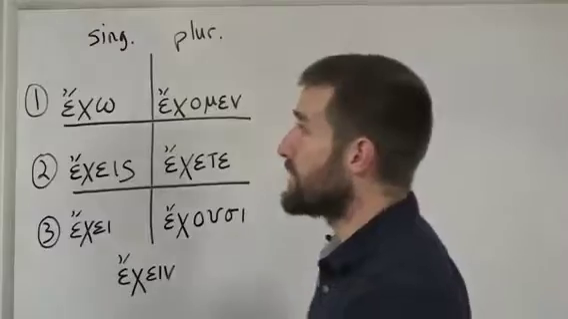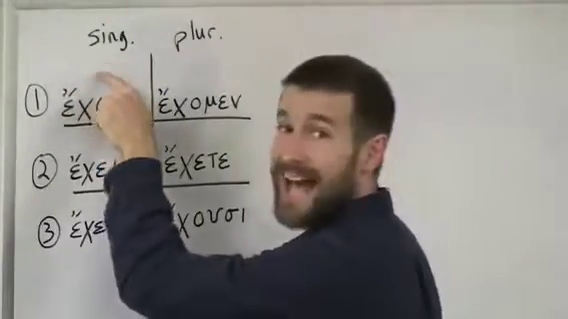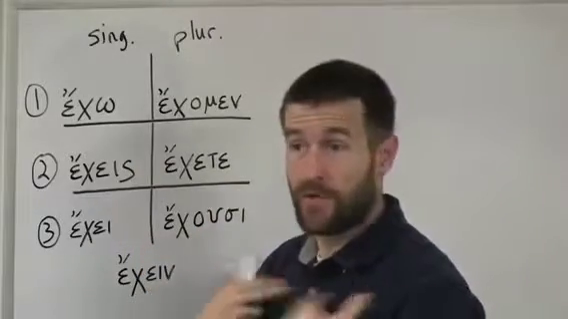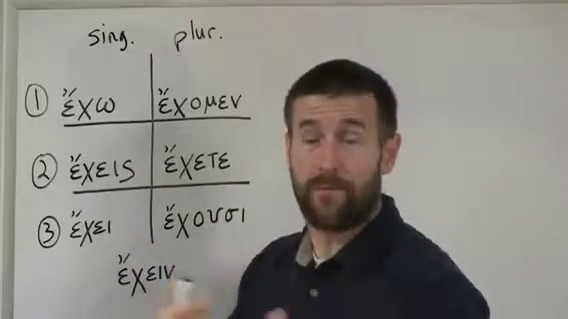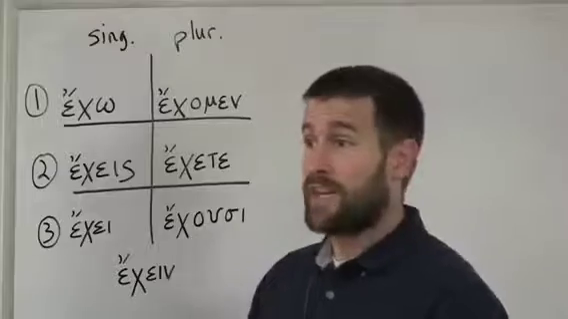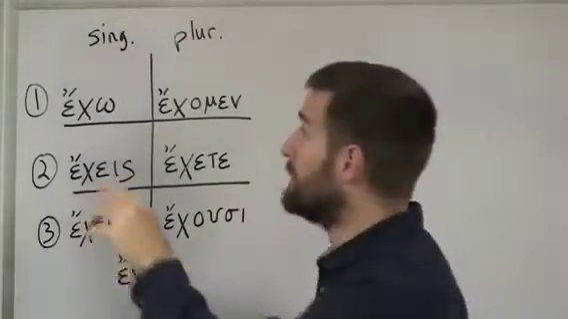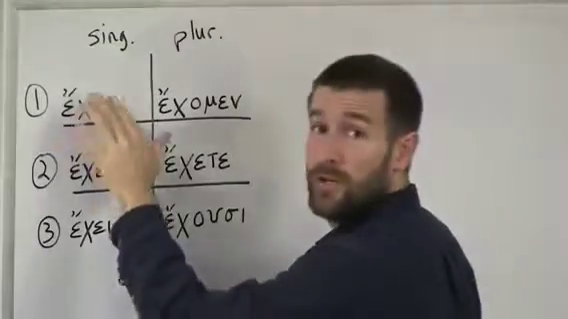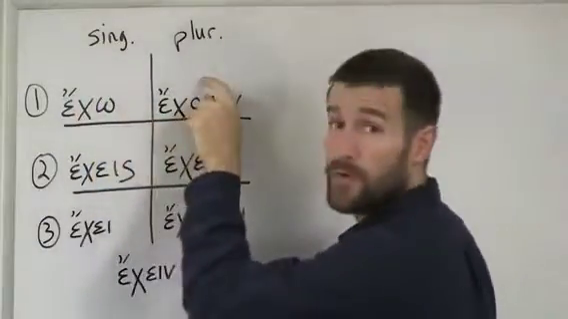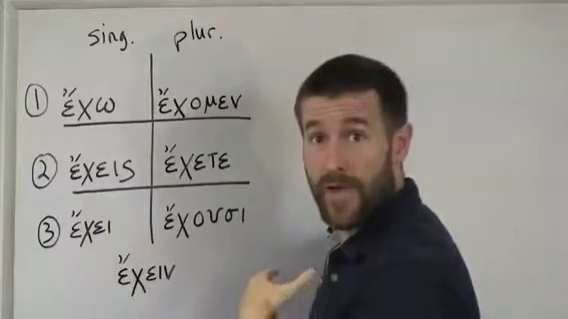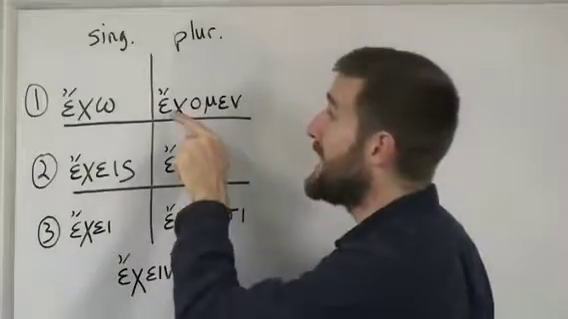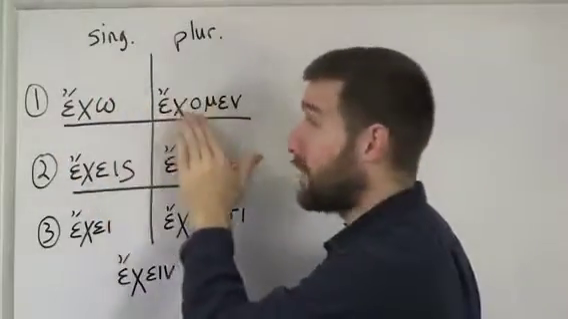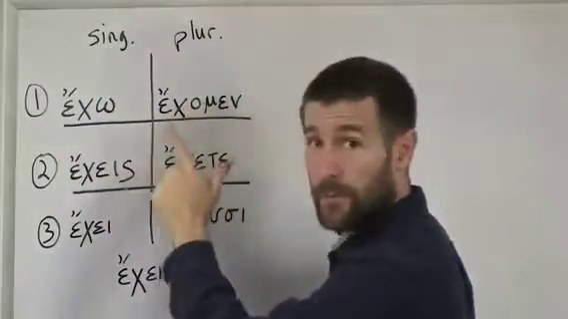Well, first person is I. First person singular is I. First person plural is we, all right? So first person is when I'm talking about myself. A first person narrative is when the narrator is talking from his point of view. So echo means I have, singular first person, all right? Plural first person would be we have, okay? There's more than one of us. That would be echomen, all right? So we have echo, echomen, all right? That's the difference between singular and plural.